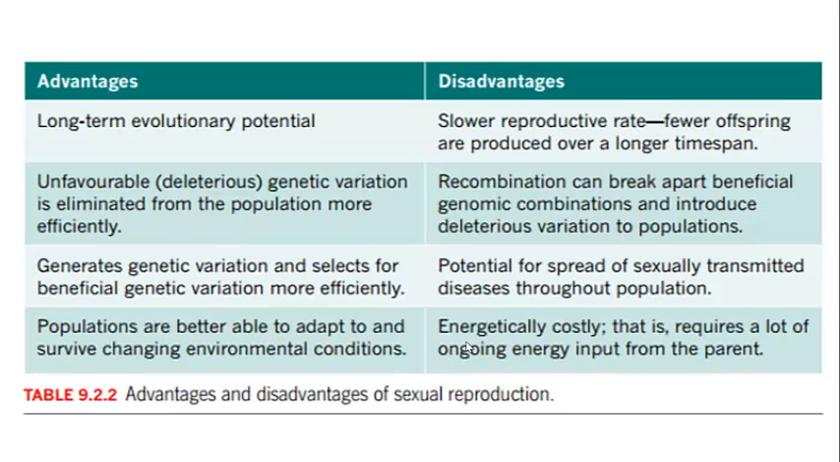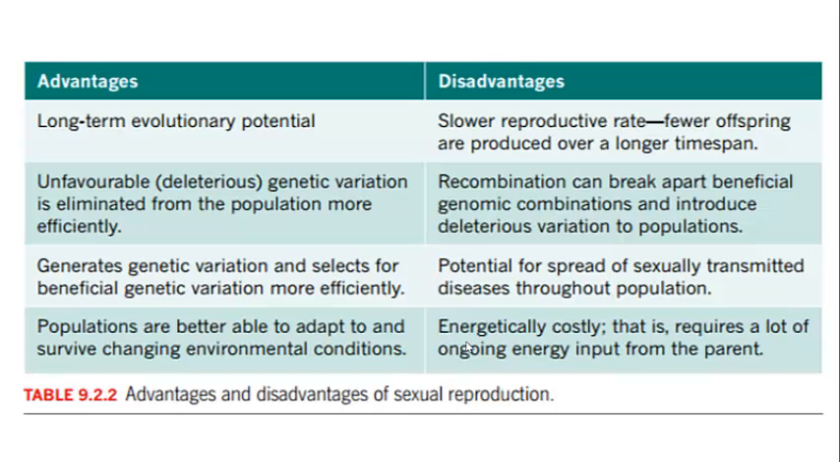So when we're looking at that 3rd dot point, we need to have a look at how meiosis can go wrong and how we can give rise to genetic variation through that. But we also need to look at the disadvantages. Some of our advantages are that we have a long-term evolutionary potential. We have the ability to adapt, reasonably quickly, based on external conditions. Because we're so genetically diverse, some of the population is going to survive. Unfavorable genetic variation is eliminated from the population more efficiently. So that's a really good thing.